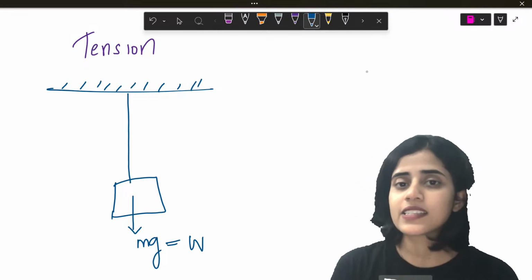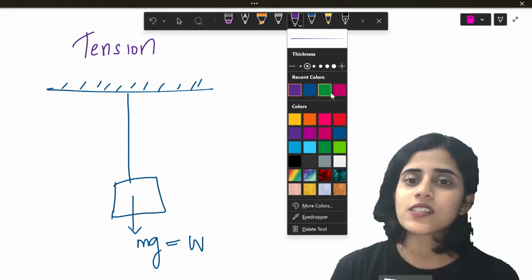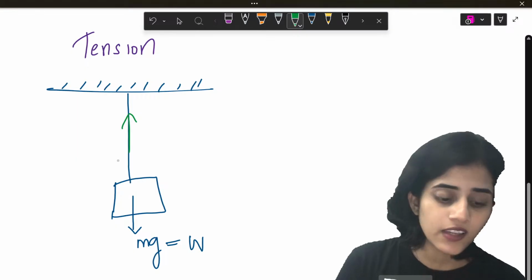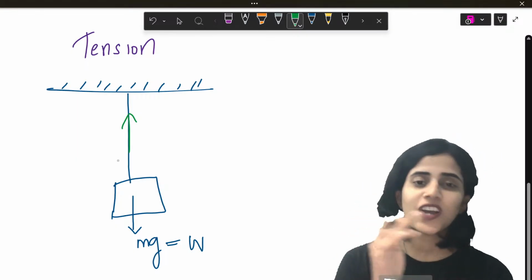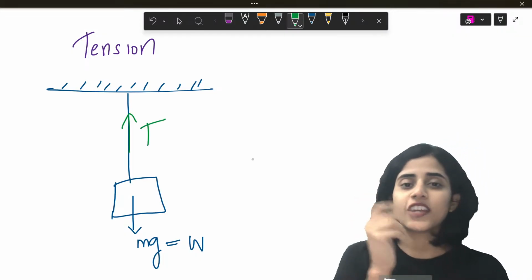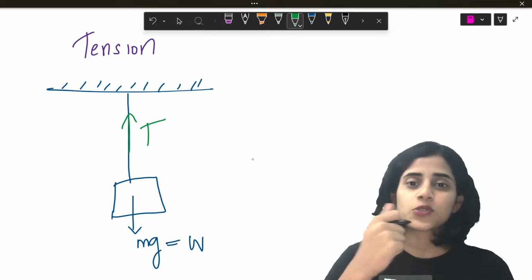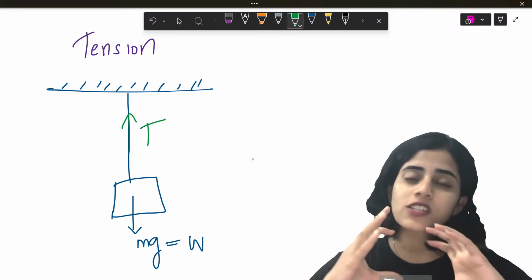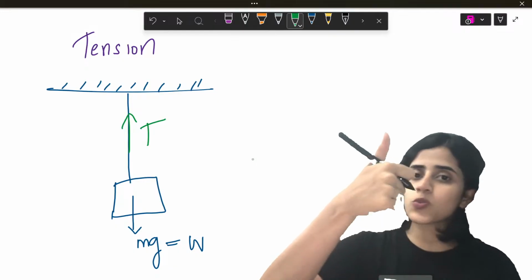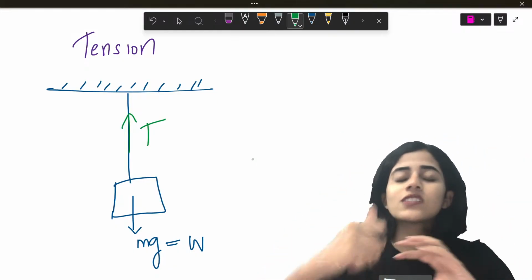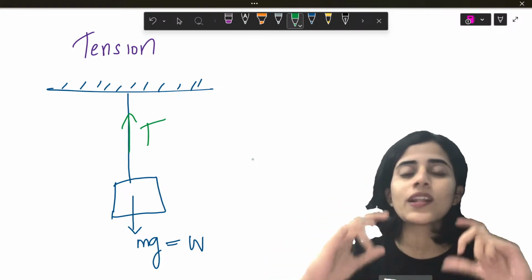The main reason is because there is an upward force in the opposite direction. Very good, Sumit Kumar. That upward force is called tension. This upward force balances the downward force and the block stays where it is. If tension was not there, the downward force would be more and the block would fall down. But because there is an upward force which is equal and opposite, it stays.